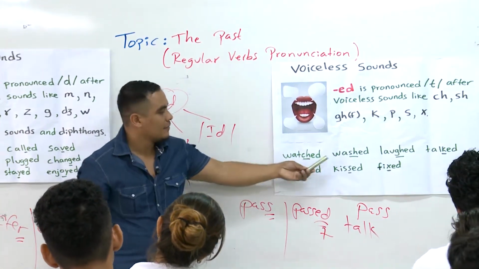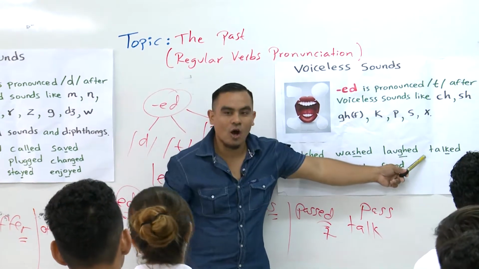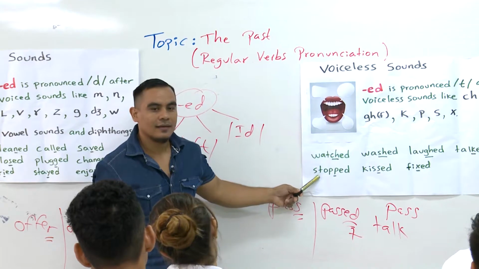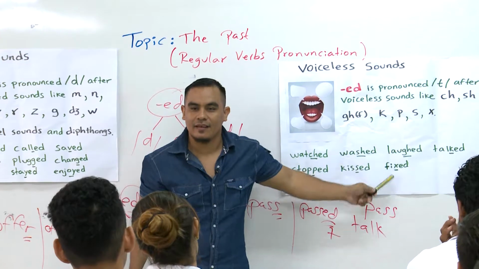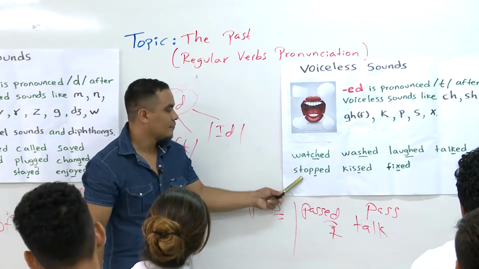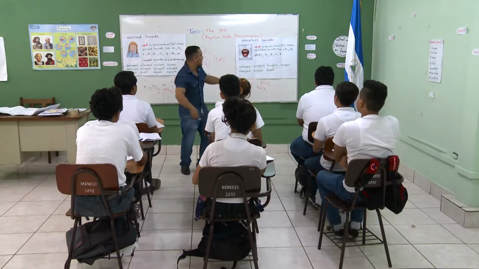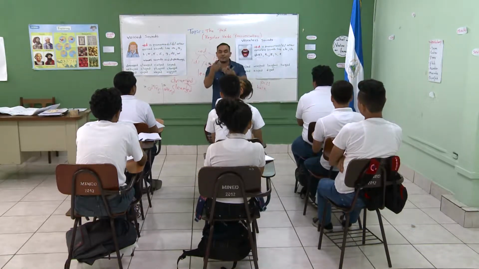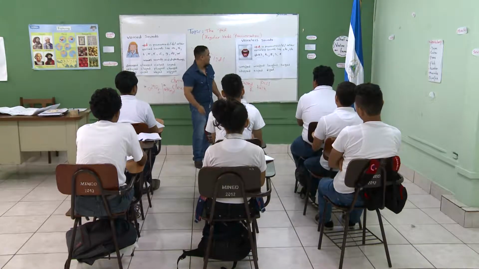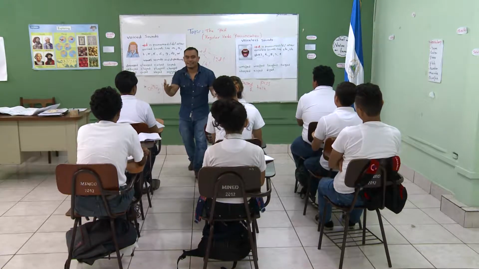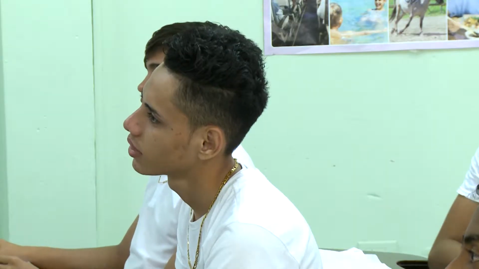Watched. Washed. Laughed. Talked. Stopped. Kissed. Fixed. Now you. Stopped. You have an explosion. When we say T, this is like an explosion. We say stopped. Talked. Kissed. Now you. Fixed.